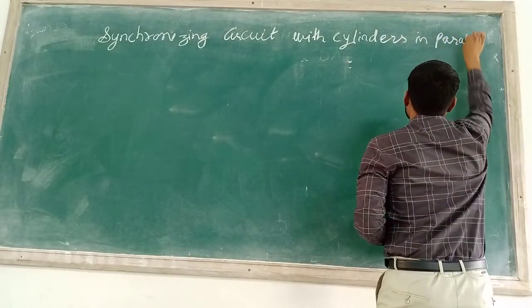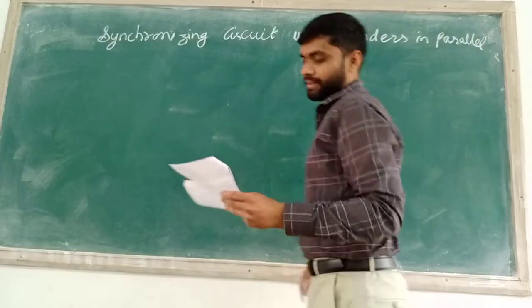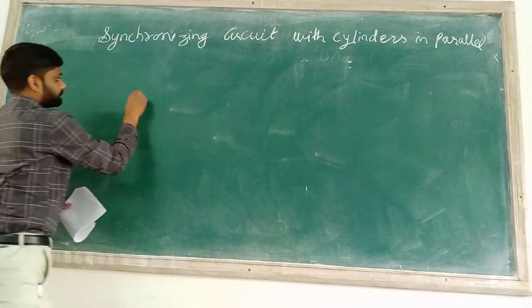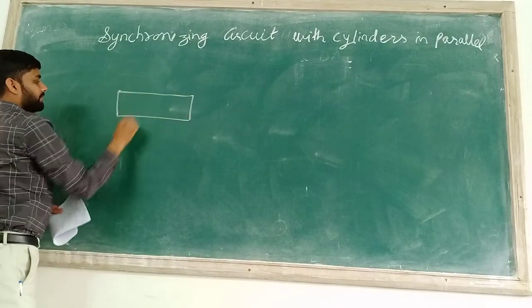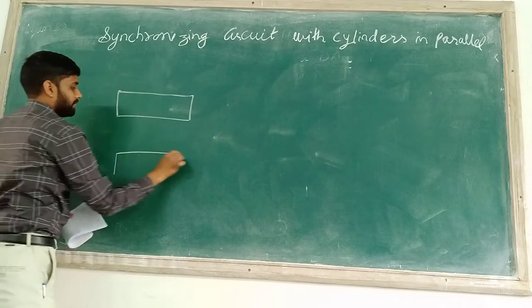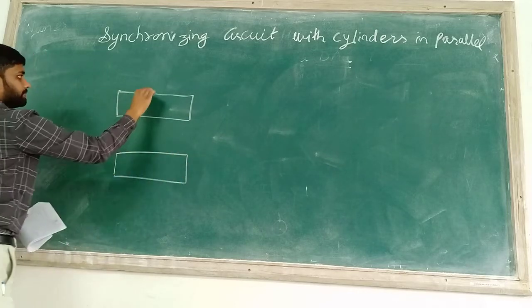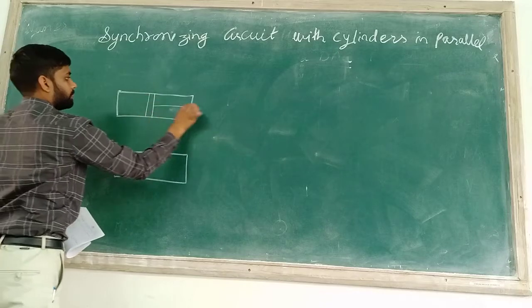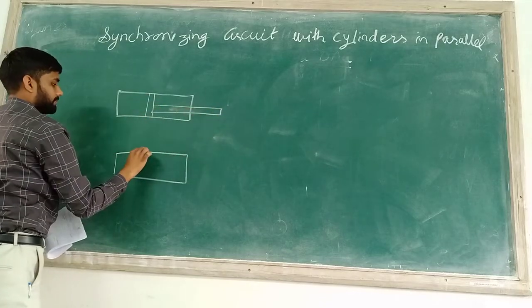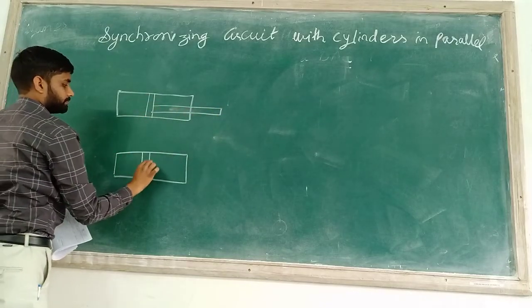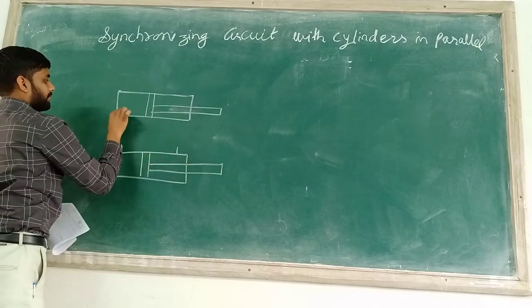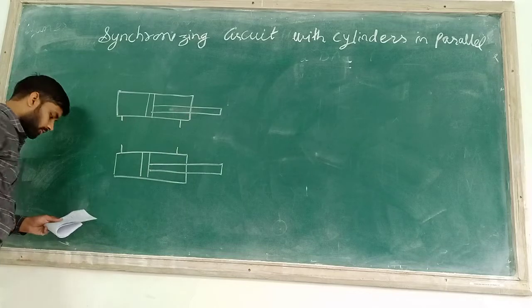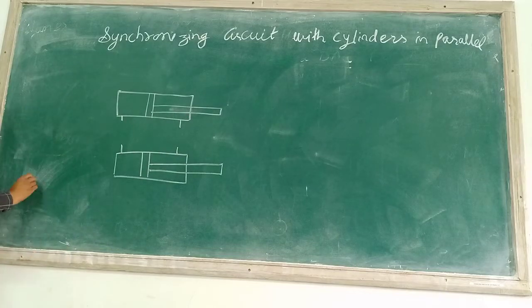So here we have to draw the two cylinders. Here I am going to draw cylinder 1, cylinder 2. Both the cylinders are double acting here. Okay, so we need to operate this by the direction control valve.